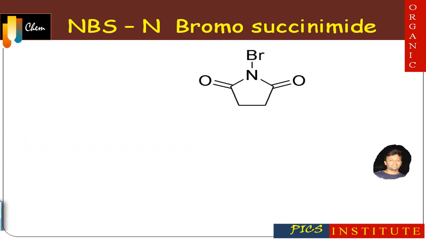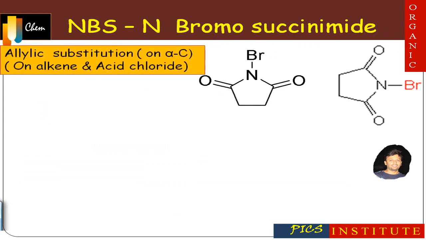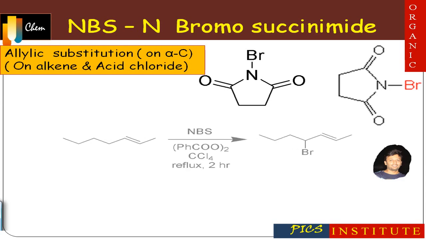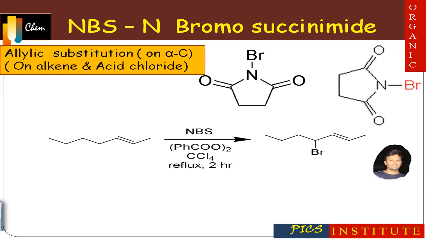The other functions of NBS are allylic substitution on alkene as well as acid chloride. For example, in this reaction, NBS replaces allylic hydrogen by bromine, so allylic substitution on alkene.